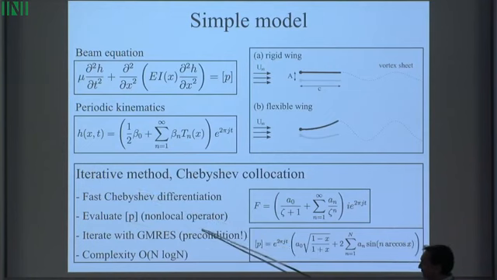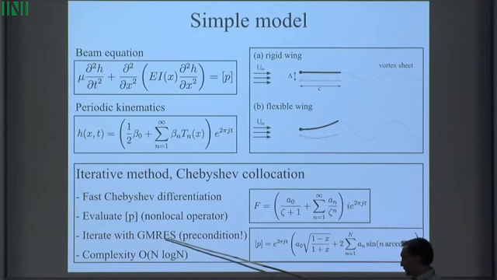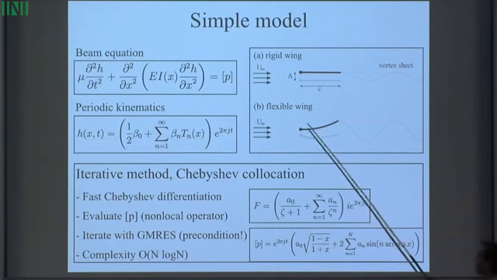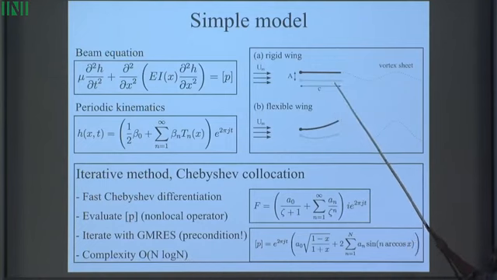And if I precondition judiciously, then I'd take the number of iterations required as independent of n. So overall, I could solve for these emergent wing kinematics with only order n log n complexity, where again, n is the number of collocation points on the wing.